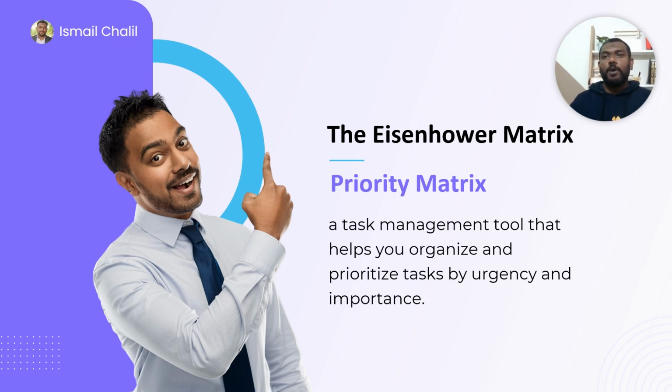Today we're going to learn about an amazing tool called the Eisenhower Matrix, also referred to as the priority matrix. It's a task management tool that will help you organize and prioritize your tasks into urgent and important. So let's look at this model and understand how we use it as we proceed.